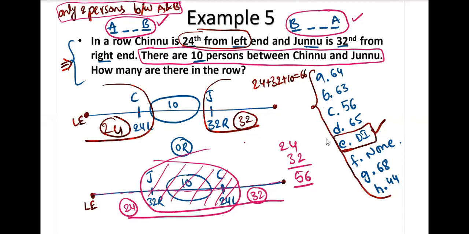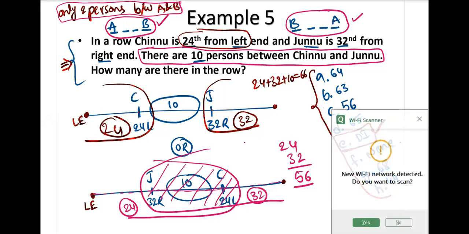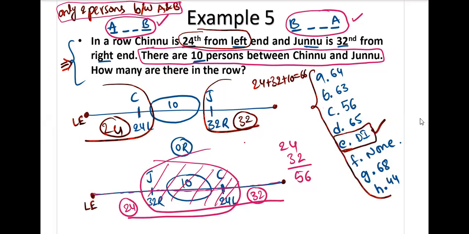Okay, see, this 56 consists of some persons repeatedly. How many? Sir, 12 people. How did you get the 12? Actually, there are 10 members between A and B. Yes, sir, we counted 10, and along with those 10 members, our reference persons Chinnu and Junnu are also there. Yes or no? Yes, sir. That's why we need to subtract 12 to get number of persons between them. So how many are there in total now? Sir, 44. 44 is the another possible answer. Okay, one possible answer is 66, another possible answer is 44.